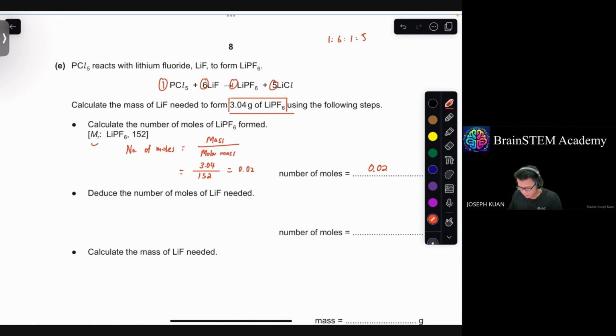All right. So the second part asks you to deduce the number of moles of LiF needed. In order to form 1 LiPF6, you need 6 LiFs. So in the equation, that's the theoretical molar ratio. In the actual experiment, you are using 0.02 moles of the product. So how many moles of LiF are you using actually? All you need to do is multiply by the conversion factor, multiply by 0.02, and then you should be able to get the answer.